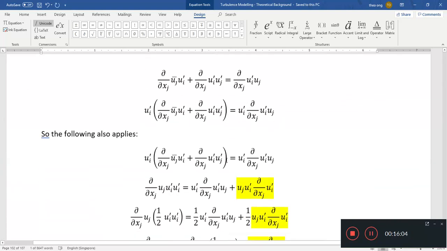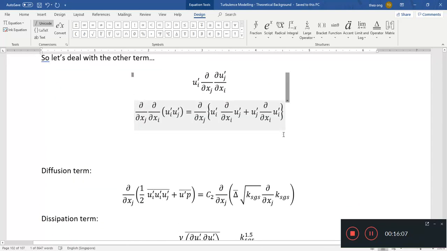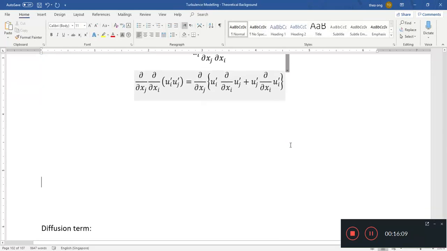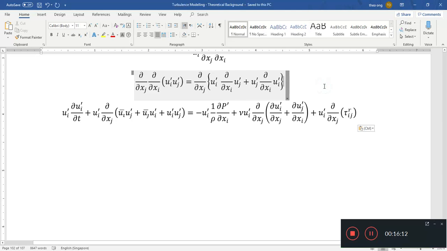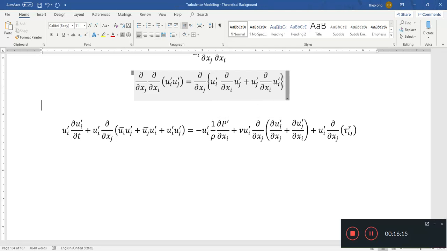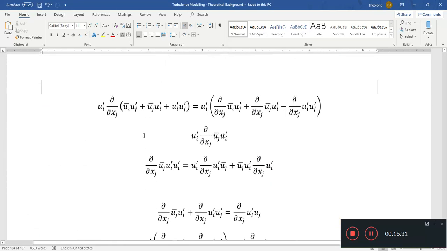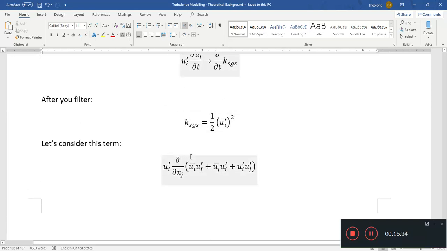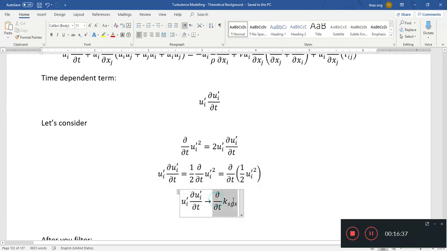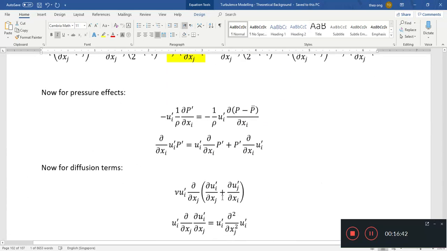But all in all, when we put this down, it may not be so accurate. I'm just giving you a rough idea. I'm going to replace the terms with the subgrid scale kinetic energy terms. I haven't filtered and everything, but I just want to give you a rough idea where these things come from. For example, the time term here goes directly here. We just showed you that.